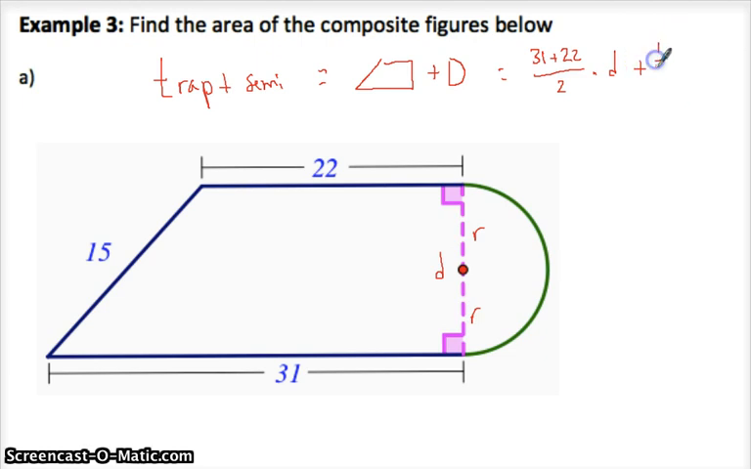Plus half of, oh, have we done area of a circle before? I don't think we have in this unit, but you know that's pi r squared. All right, so I need to know this diameter. I need to know this radius. Those aren't impossible to find.